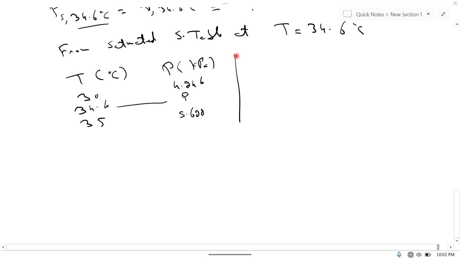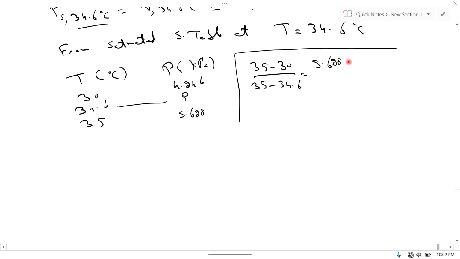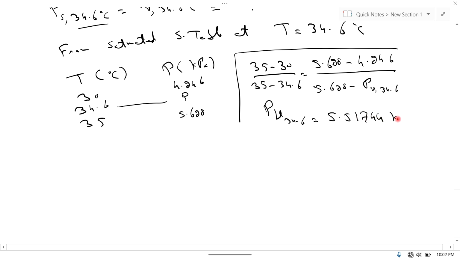So 35 minus 30 divided by 35 minus 34.6 is equal to 5.628 minus 4.246 divided by 5.628 minus pressure of vapor at 34.6. So solve this and find PV at 34.6, which is equal to 5.51744 kilopascal. This is the saturation pressure at 34.6 degrees centigrade.